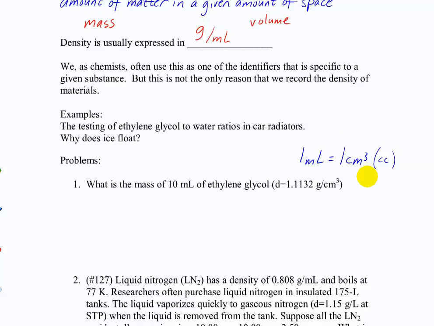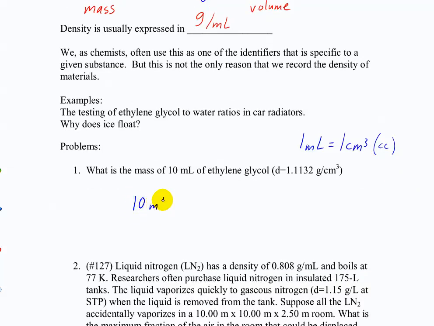All right, so we've got 10 milliliters. Are we going to multiply that by the density or divide it by the density? How do you know? Right. So we want those milliliters to ultimately cancel out. If we use this conversion from up here, that's 1.1132 grams per 1 milliliter or cubic centimeter. Milliliters will cancel, and we're left with 11.1 grams. So that's the mass of 10 milliliters of ethylene glycol.